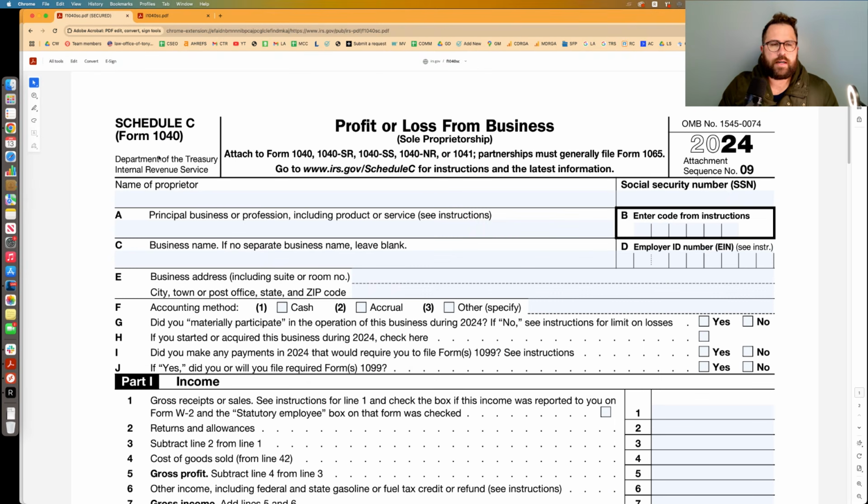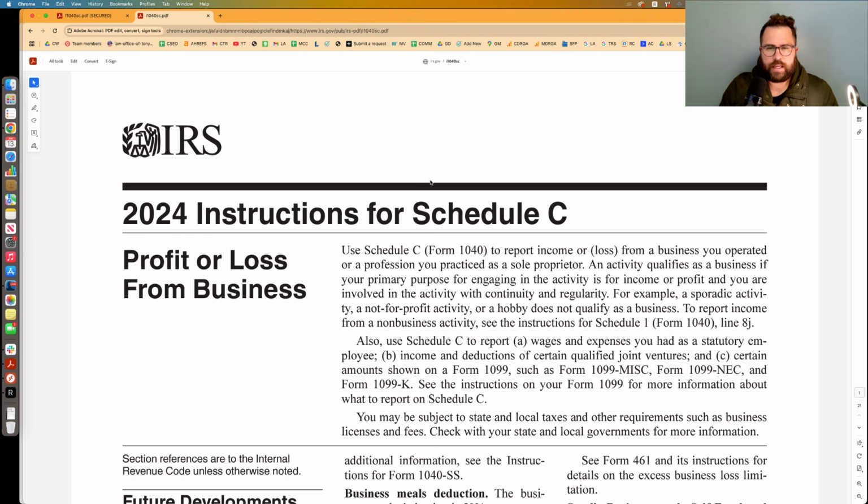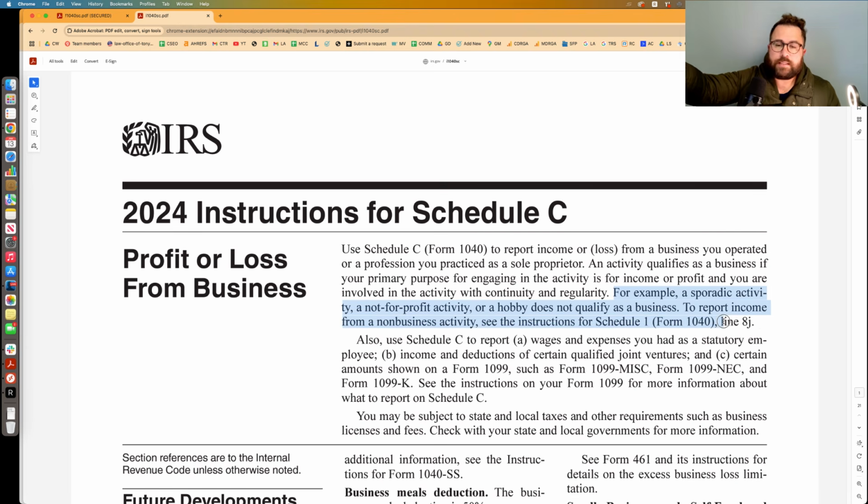First of all, though, before I get into the line by line stuff, who needs to fill out a Schedule C? Let's look at the Schedule C instructions for that answer. Use Schedule C to report income or loss from a business you operated or a profession you practiced as a sole proprietor. An activity qualifies as a business if your primary purpose for engaging in the activity is for income or profit, and you are involved in the activity with continuity and regularity. For example, a sporadic activity, a not-for-profit activity, or a hobby does not qualify as a business. To report income from a non-business activity, see the instructions for Schedule 1 of Form 1040.